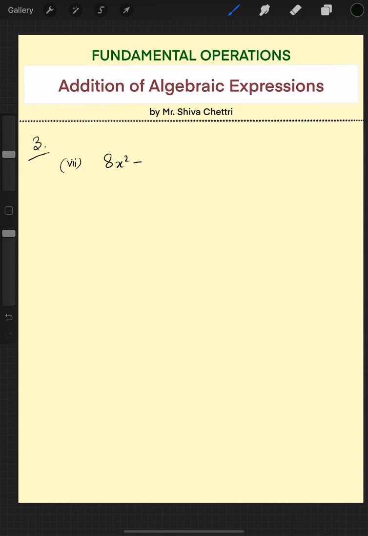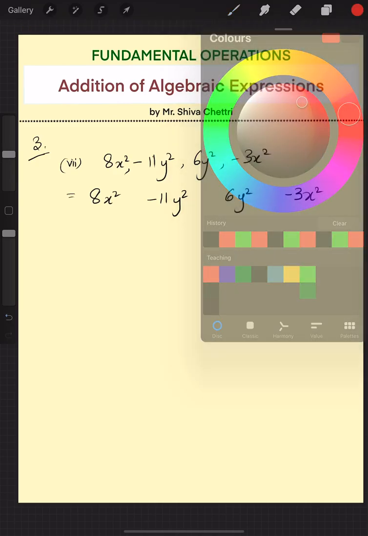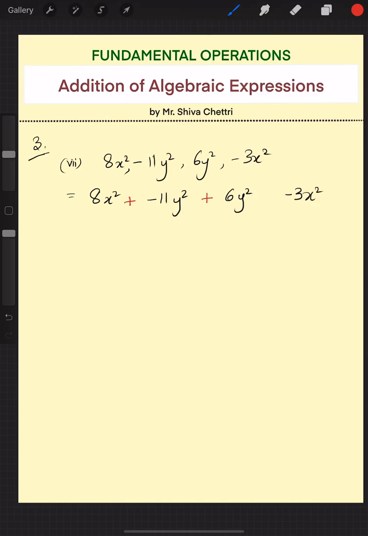8x square minus 11y square, 6y square minus 3x square. So you can do it in any way you like. Alright, so now I'll write everything. I'll just leave space for commas. Minus 11y square, 6y square, minus 3x square. So I'll replace the comma by an addition sign.